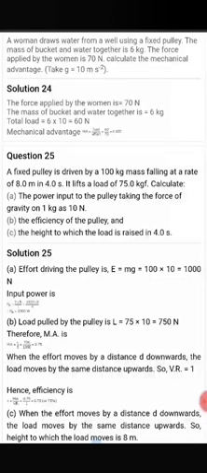The height to which the load is raised. Now if your effort moves 8 meter in 4 seconds, so your load will also move 8 meter in 4 seconds. So answer is 8 meter. Why? Because your VR is 1. Clear?